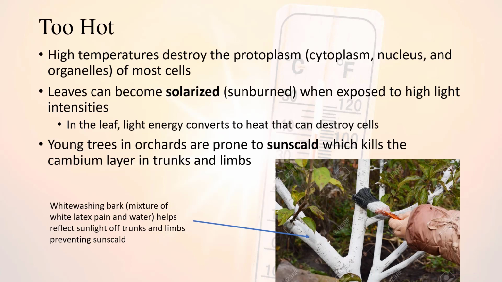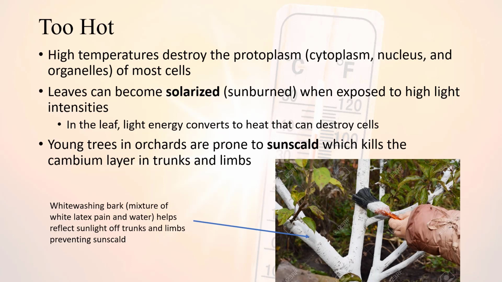Through these high temperatures, leaves can become solarized or sunburned when exposed to high light intensities, right? And we've talked about light and what light is. It's that energy that moves through space in waves. It's part of that electromagnetic radiation spectrum. It's the wavelength that determines the color of light.